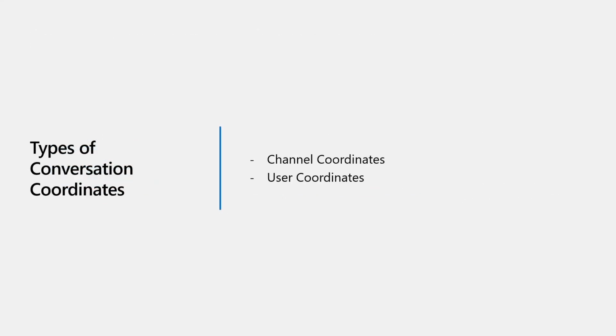So we've already seen two types of conversations. The first is a channel thread that we saw the proactive bot can create and reply to. The second is a direct message to the user from the bot. Now, let's look at how we get the coordinates for these conversations.